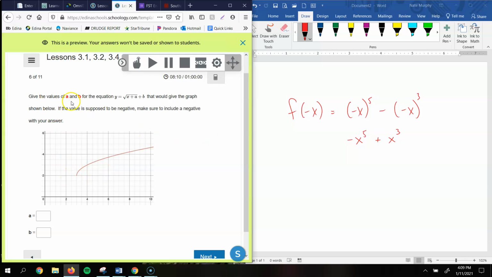All right, so we want to give the values of a and b for the equation y equals the square root of x plus a, plus b. This plus b is happening after we take the square root, that would give the graph shown below. If the value is supposed to be negative, make sure to include a negative with your answer.